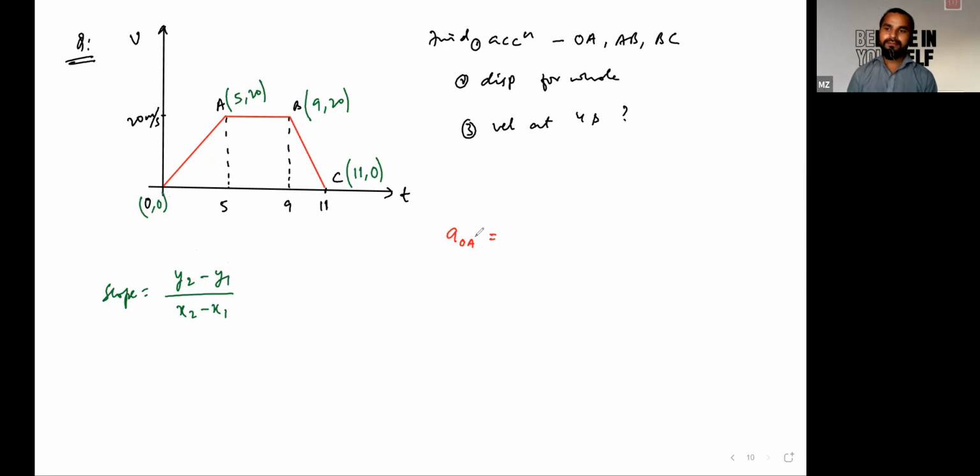Yes, sir. Hamza, any doubt? Can you tell me again what is y2? Suppose this is your line OA. It is starting from O, so we can call it x1, y1. And it is ending at A, so we can call it x2, y2. Okay. Okay, sir. Just put their values and try to obtain the slope for OA.